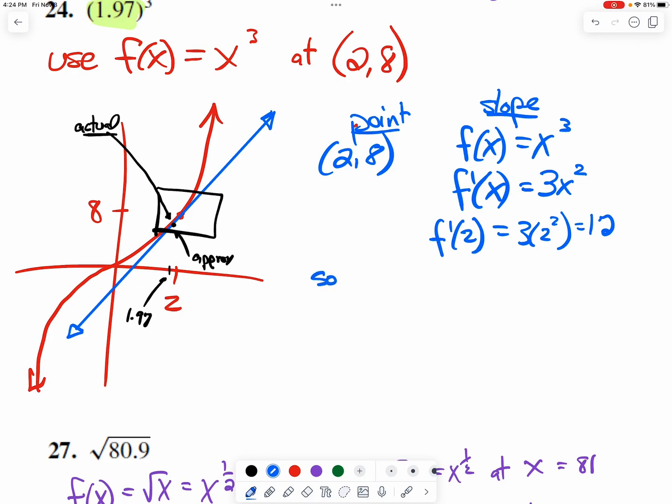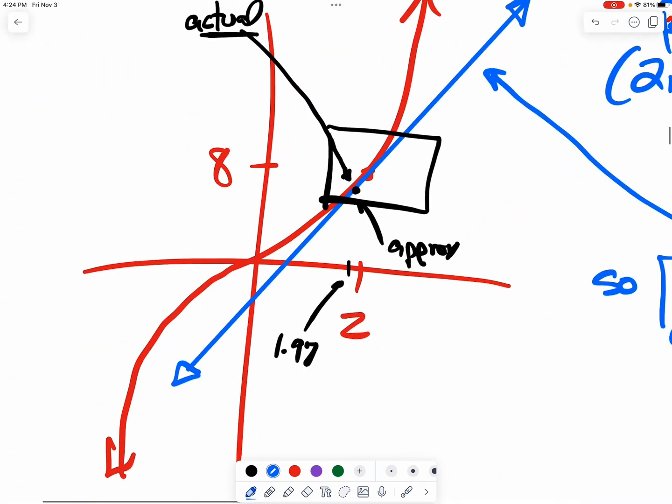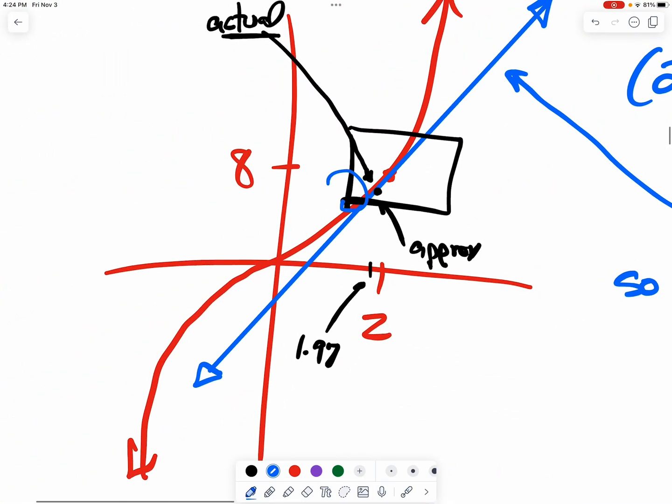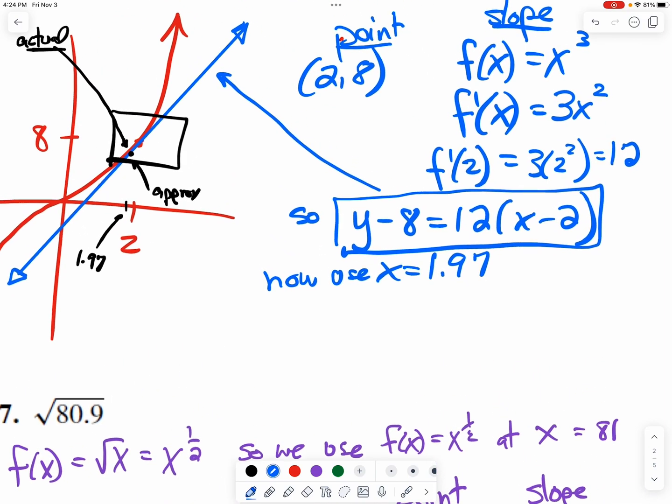So we can use our point-slope form. y minus 8 equals 12 times x minus 2. That is the equation of that line. And so now that equation can be used to find any point on that line. Now specifically, we're going to find what 1.97 is right there. So now we use x equals 1.97.